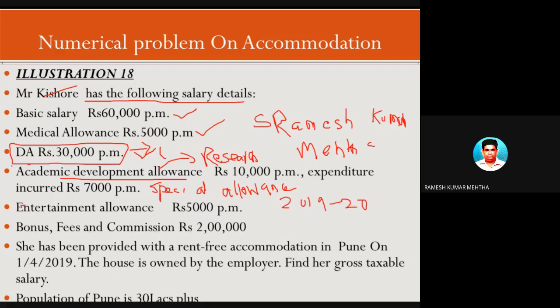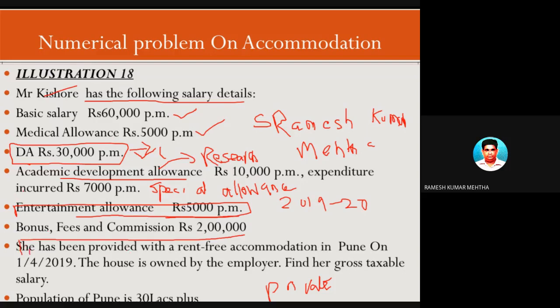Next one is entertainment allowance. Entertainment allowance, I told you the rule. Now this particular problem, I am doing it assuming that this particular person is a private employee. In case of a private employee, entertainment allowance is fully taxable, and in case of a government employee, the rule is already told to you. You can visit my YouTube video and look at the rules given as far as entertainment allowance is concerned in case of a government employee. Next one, bonus, fees and commission is 2 lakh rupees. This guy is getting even a bonus commission of 2 lakh rupees.